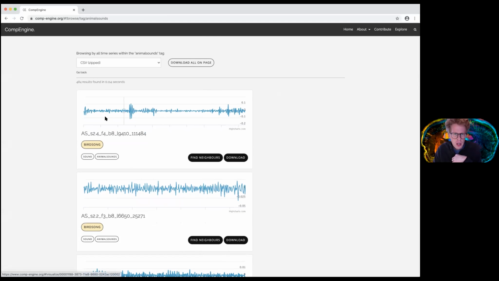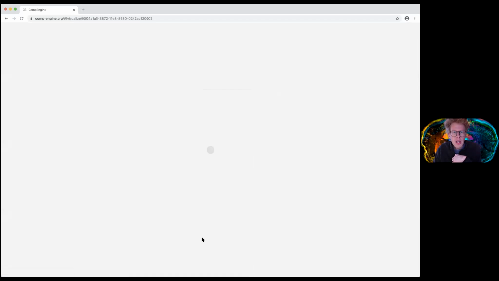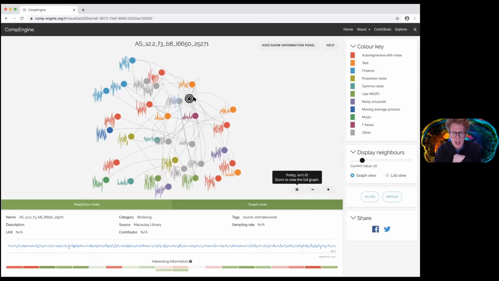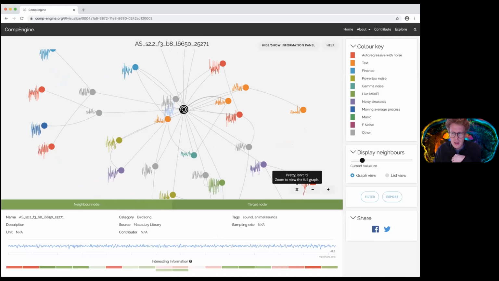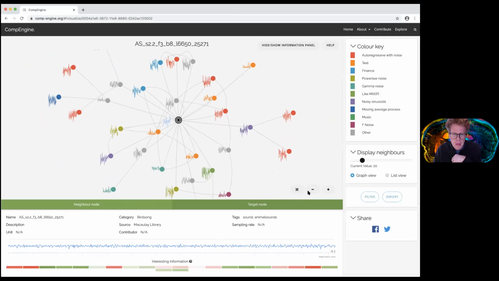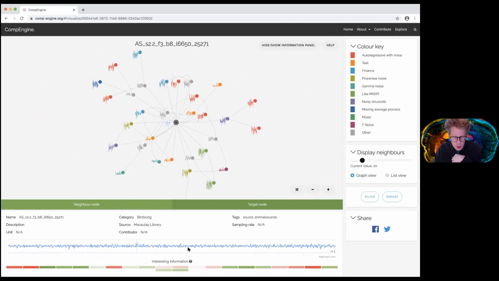And say I want to find neighbors, I'm like, this is a really, oh, actually this is quite an interesting one. Maybe I say this is an interesting one. Find neighbors of this guy. Every piece of data has its own page where it's the target. And so here's the target time series here, and we can look at it down the bottom.